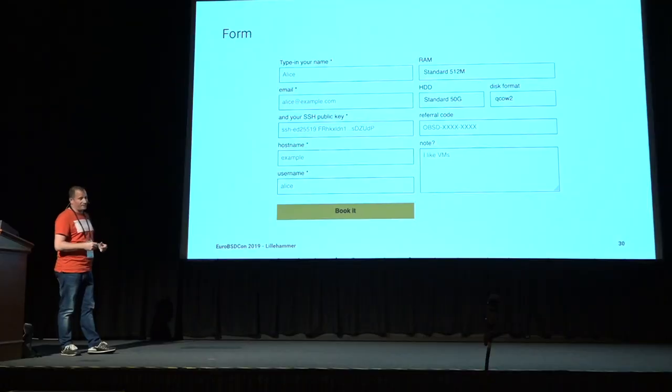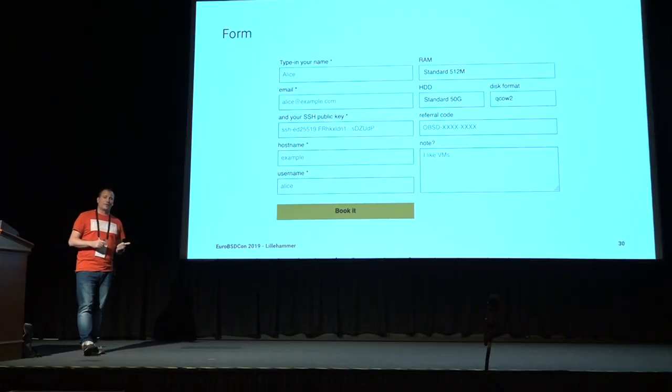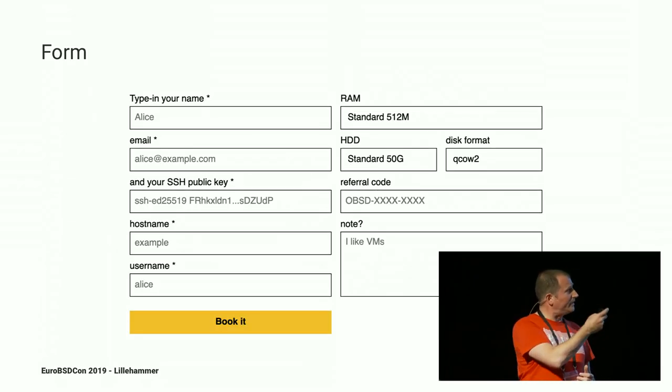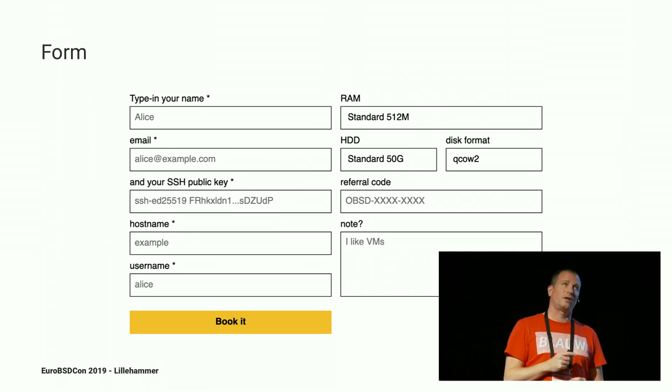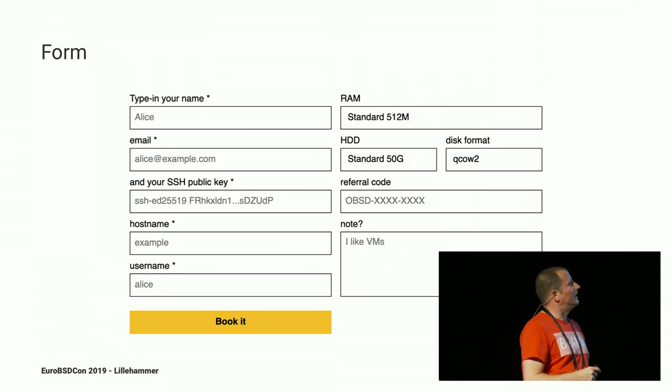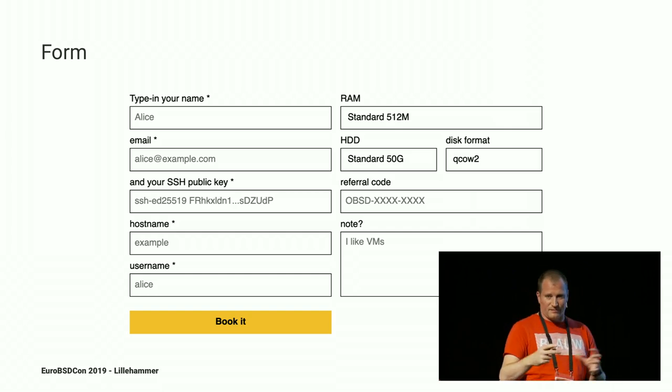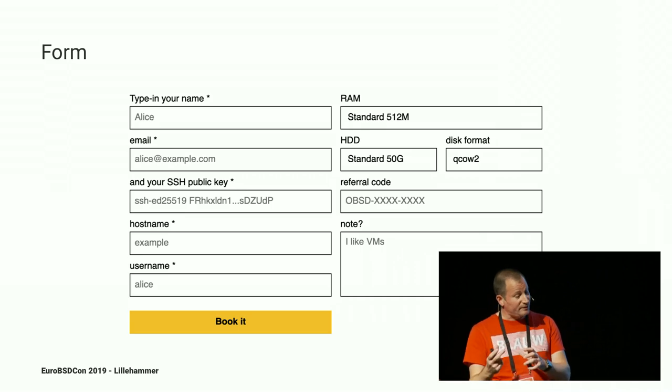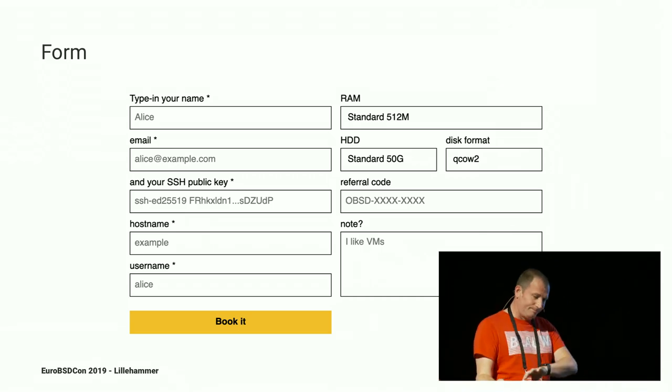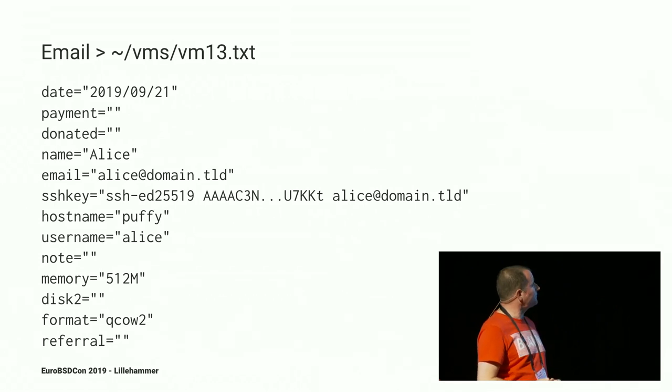So this is what the contact form looks like. You can select if you want to have 512 megabytes of memory, 1 gig, how much disk space you need, what the image format is. I default now to qcow2, so that I save a little bit on disk space, especially if I move it. And then based on this, I put everything in the text file, which roughly looks like this. So it's just a quoted text that I just push into Perl, or that Perl parses so that it knows what to do.